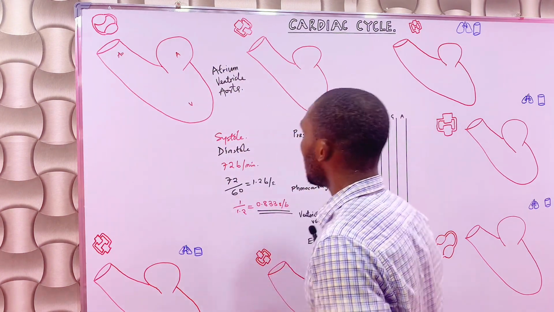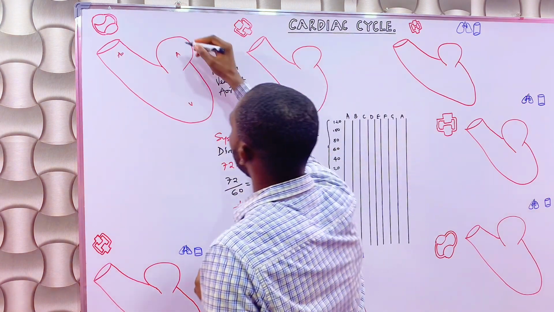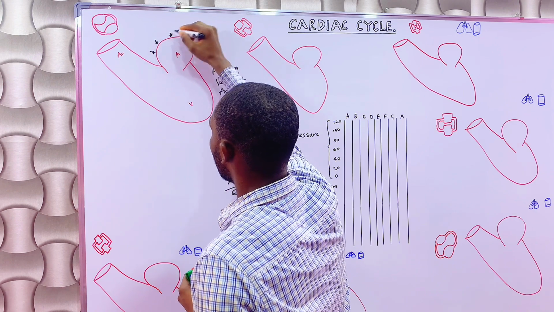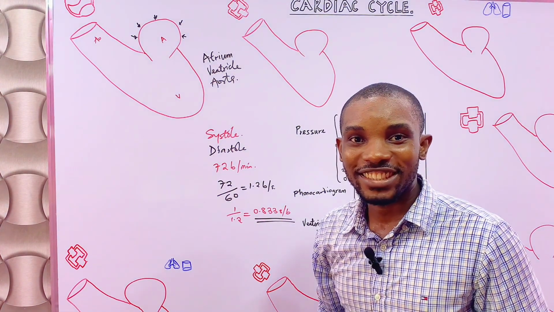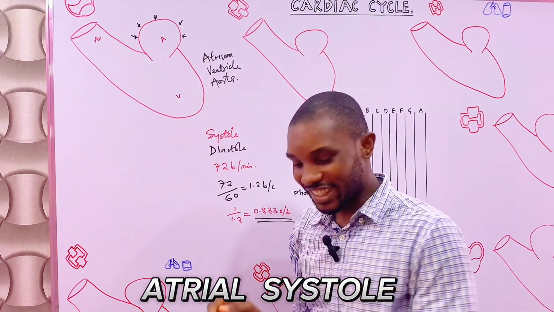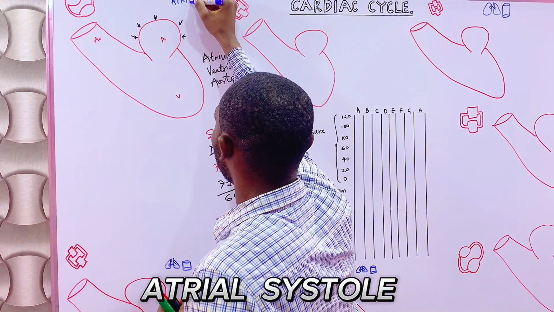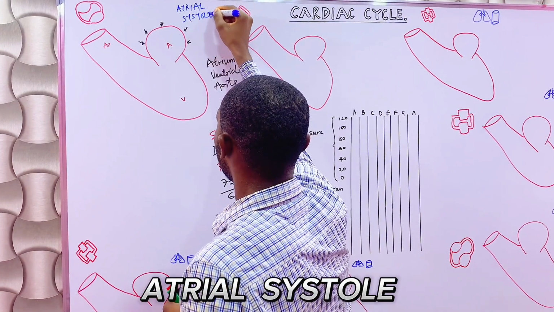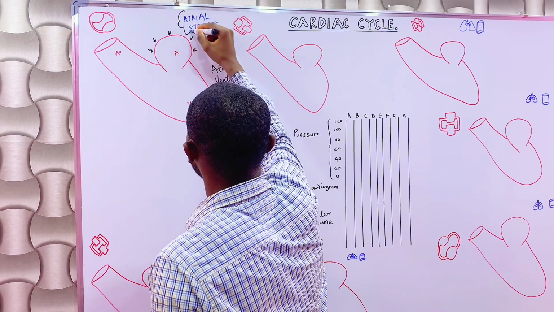Now we're looking at the first event, and the first event has to do with contraction of the atrium. So the atrium is contracting. Can you tell me what we call this event? Atrial systole, that's correct. So we'd call it atrial systole, because it has to do with contraction of the atrium.